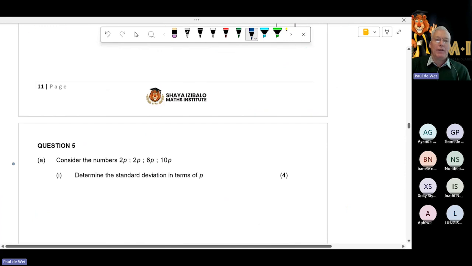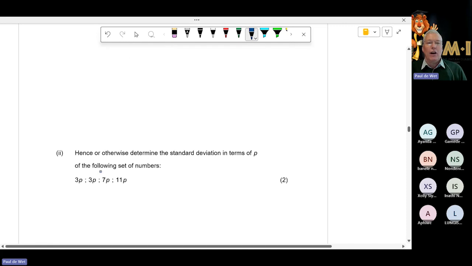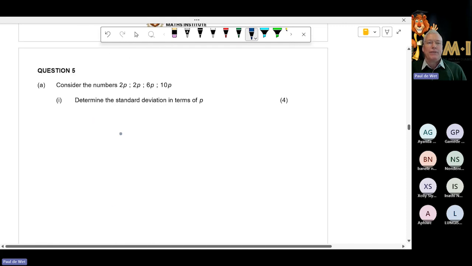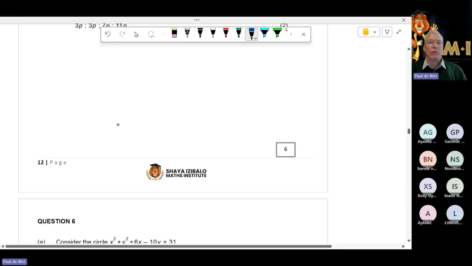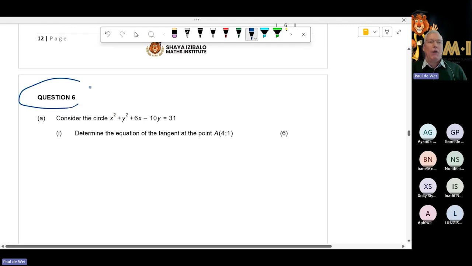Now this question asks us to find the standard deviation of these numbers. I'm actually not sure if we're going to do this question. We're going to leave that question, guys. I want us to go to question 6, because I did do some standard deviation stuff earlier.